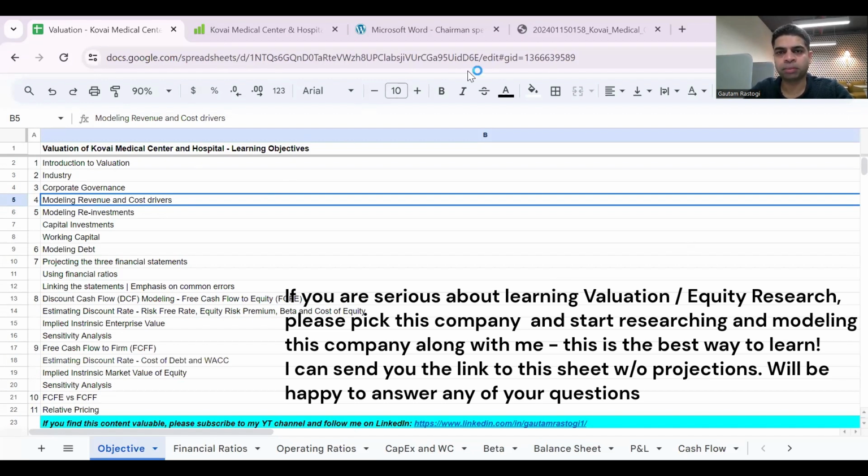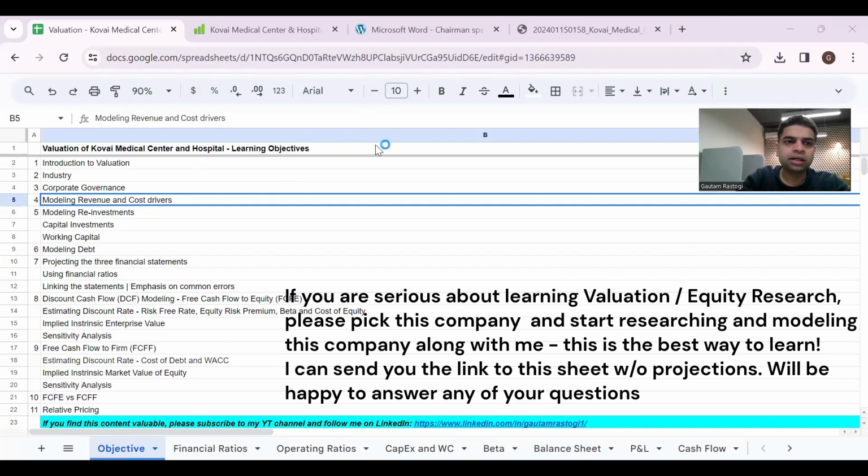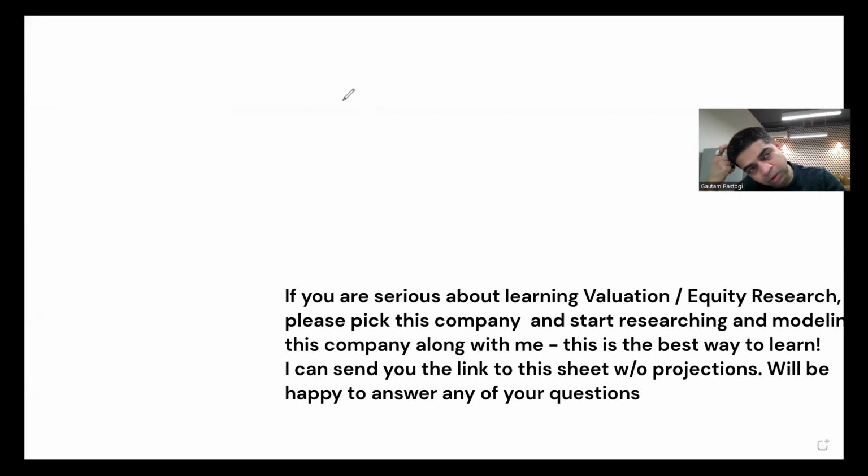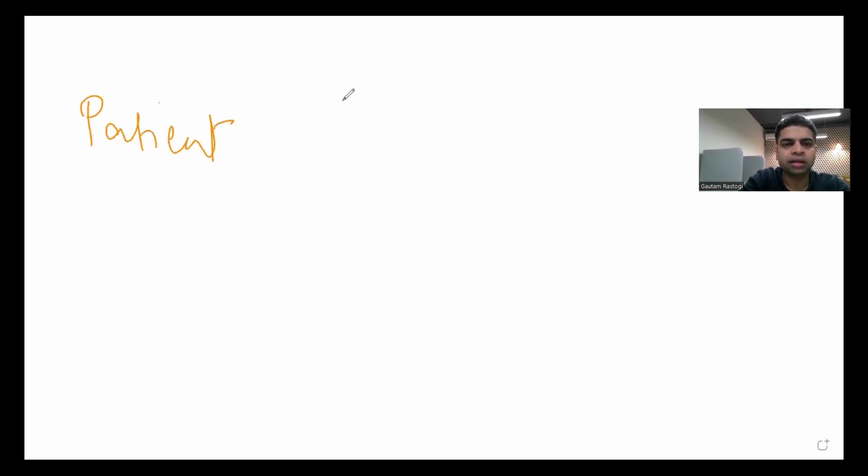All right. So allow me to open up a whiteboard. When you talk about modeling revenue for any hospital, at least for this kind of hospital, there are two sources of revenue. One is obviously the patients, and the other is the medical college students. All right. So these are the two sources of revenue.